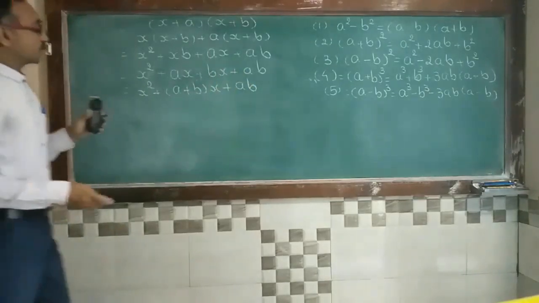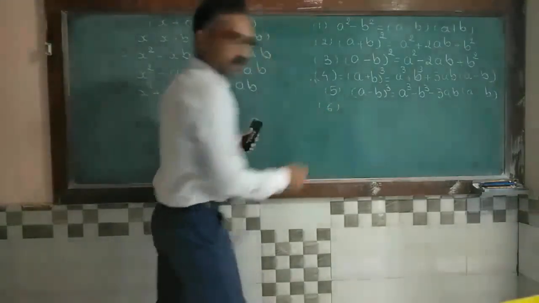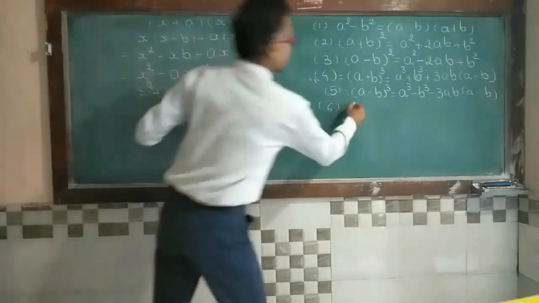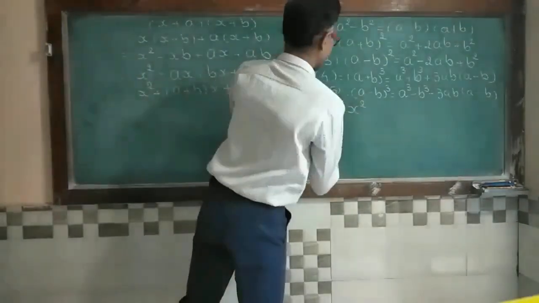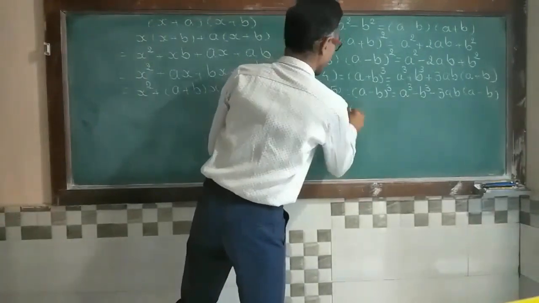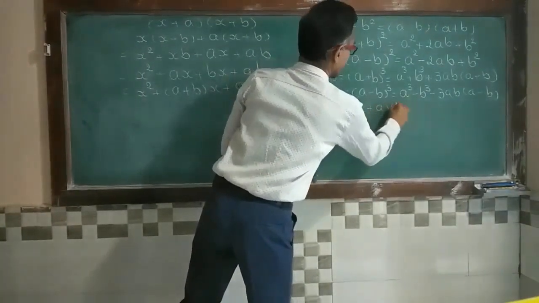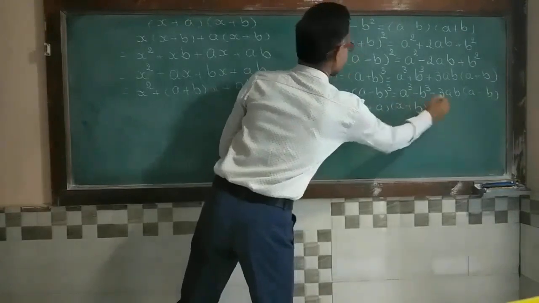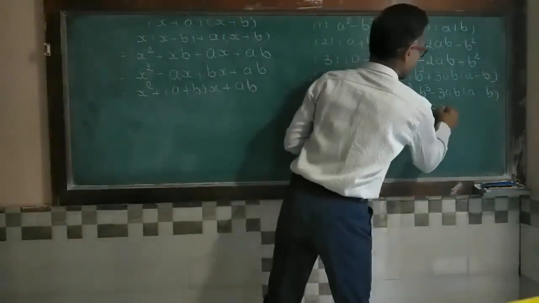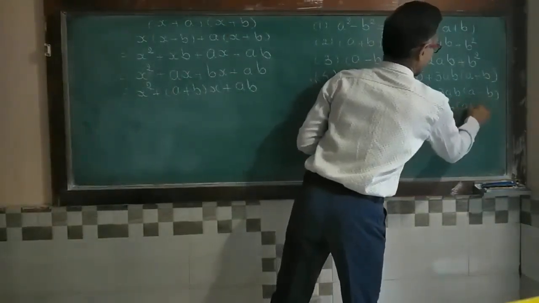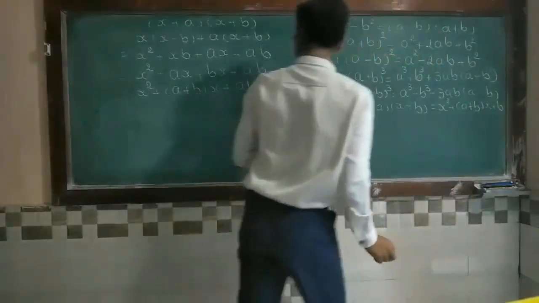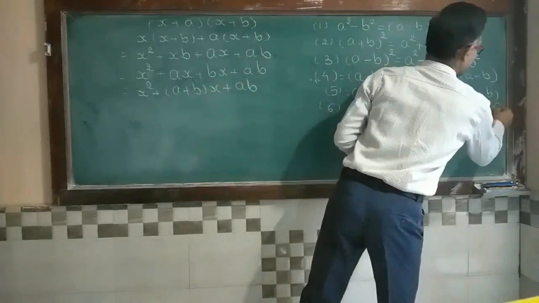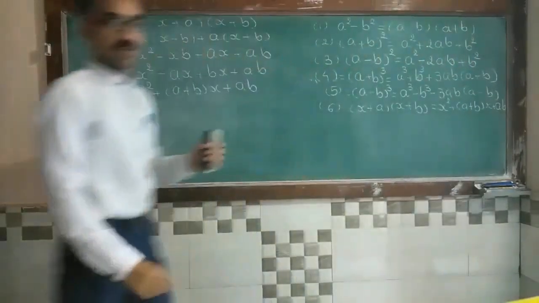Okay, now the sixth one is (x plus a) and (x plus b). So the answer is x square plus (a plus b) into x and plus ab.